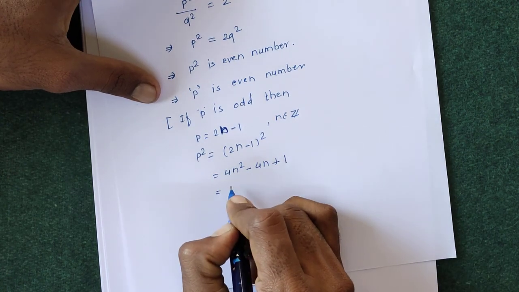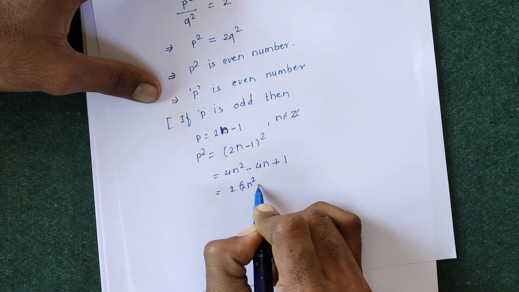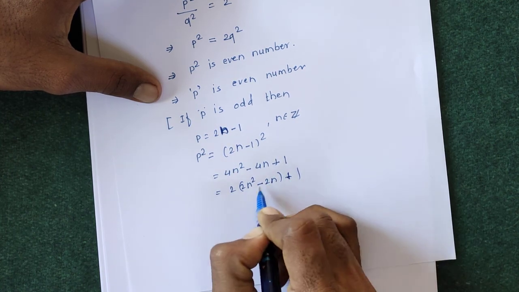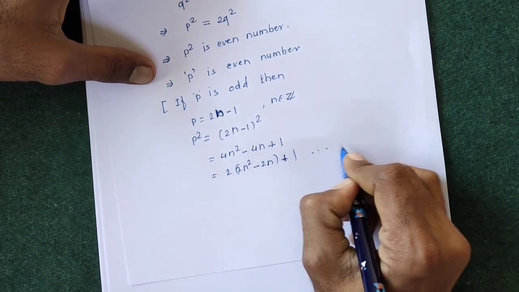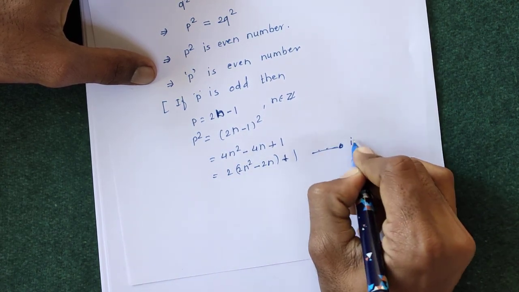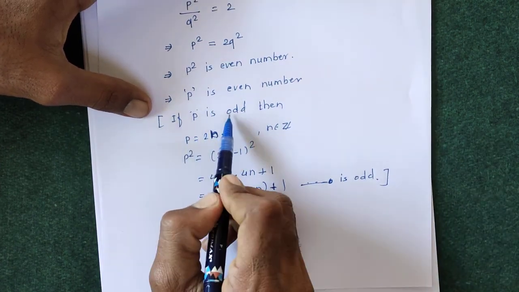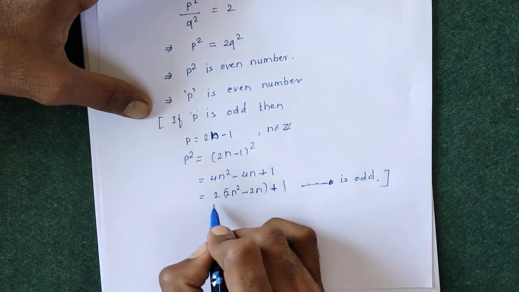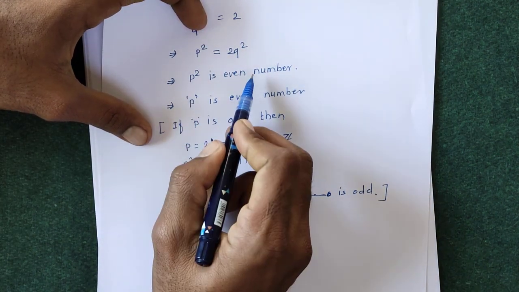So if we take 2 common from these two terms, then we get 2 times (2n square minus 2n) plus 1, again this 2 into some integer plus 1, 2 into some k plus 1 implies this number is odd. This number is odd, because if our p is odd, then their square p square is odd number.